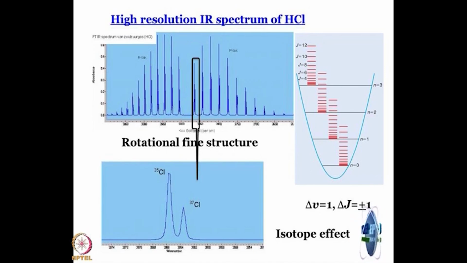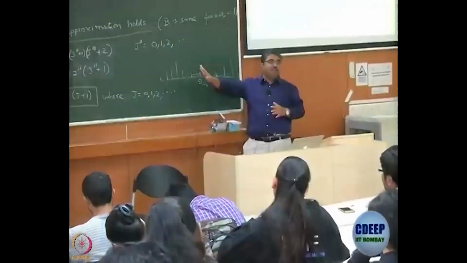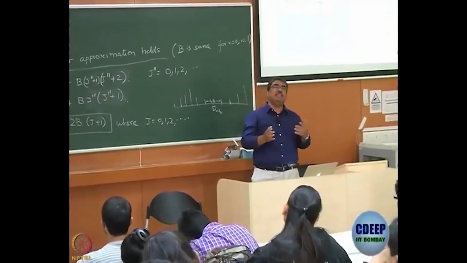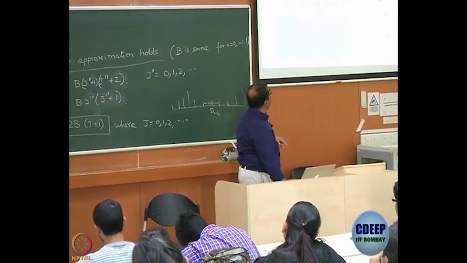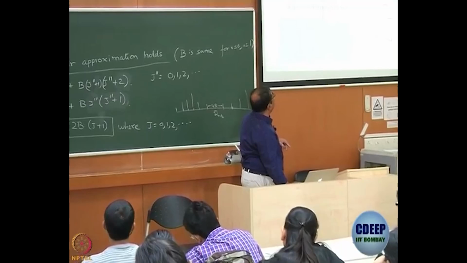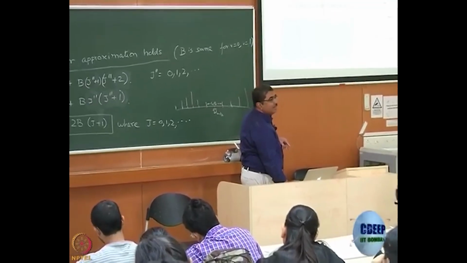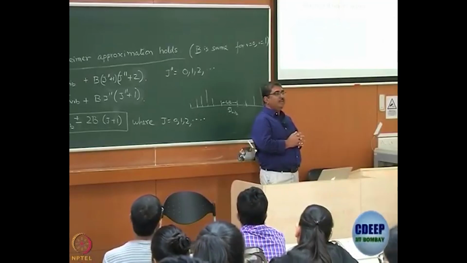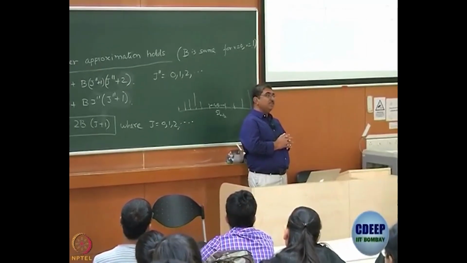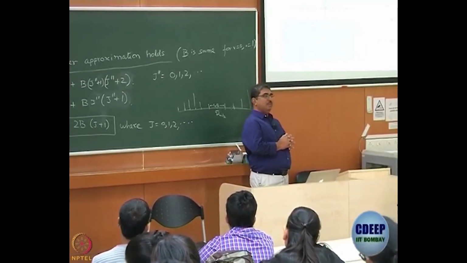from the simplistic picture that we have developed so far, we expect that in this P branch and R branch lines should be equispaced, right. Now, I ask you to look at this a little more closely. Look at these and look at these. Are the spacings really equal? No, right? They are not equal. So, the question is, why are they not equal?